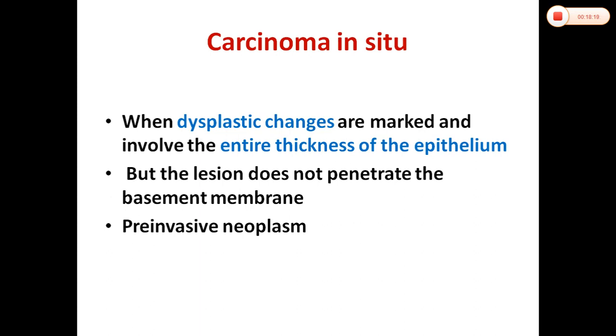Next one is carcinoma in situ. When the dysplastic changes are marked and involve the entire thickness of the epithelium, it is called as carcinoma in situ or pre-invasive neoplasm. Here in carcinoma in situ, the tumor cells won't penetrate the basement membrane. So once the tumor cells penetrate the basement membrane, it is called as invasive neoplasm.